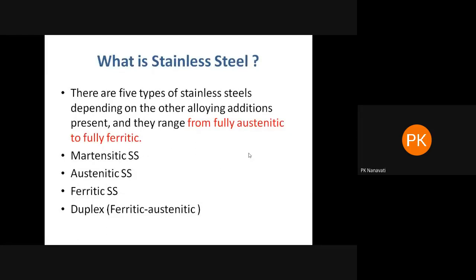Okay, so now there are mainly 5 types of stainless steels. They depend on the alloying element present, but they range from the fully austenitic to fully ferritic. This perhaps, the red font line, you can understand in subsequent slides, because from fully austenitic to fully ferritic, this can be explained through the solidification mode. But the types are mainly austenitic, ferritic, martensitic, and duplex stainless steel, right?